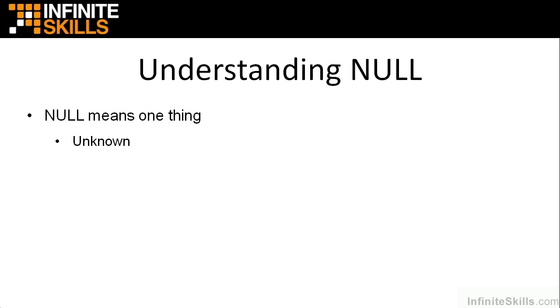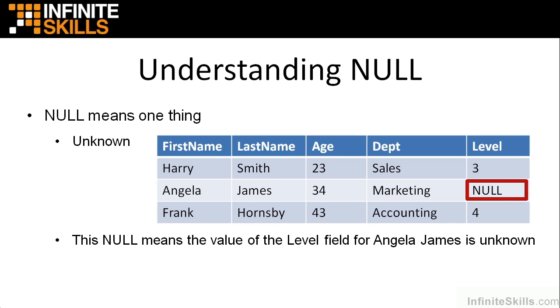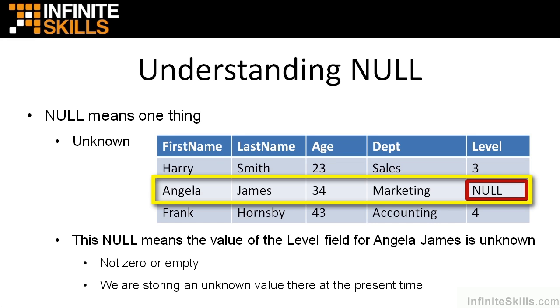Look, I'm just letting you know here that a value is coming. We're going to put a value here, but at this point, we don't know what it is. Look at our example table here. We've got a null value right there in the red square. This null means that the value of the level field for Angela James is unknown. For some reason, when we entered this data into the database, we weren't sure. We didn't have access to anybody who could tell us what level Angela James is. And so null got placed into the database. That doesn't mean that the level is zero or empty. She does have a level. We just don't know what it is. So we're storing an unknown value there at the present time.